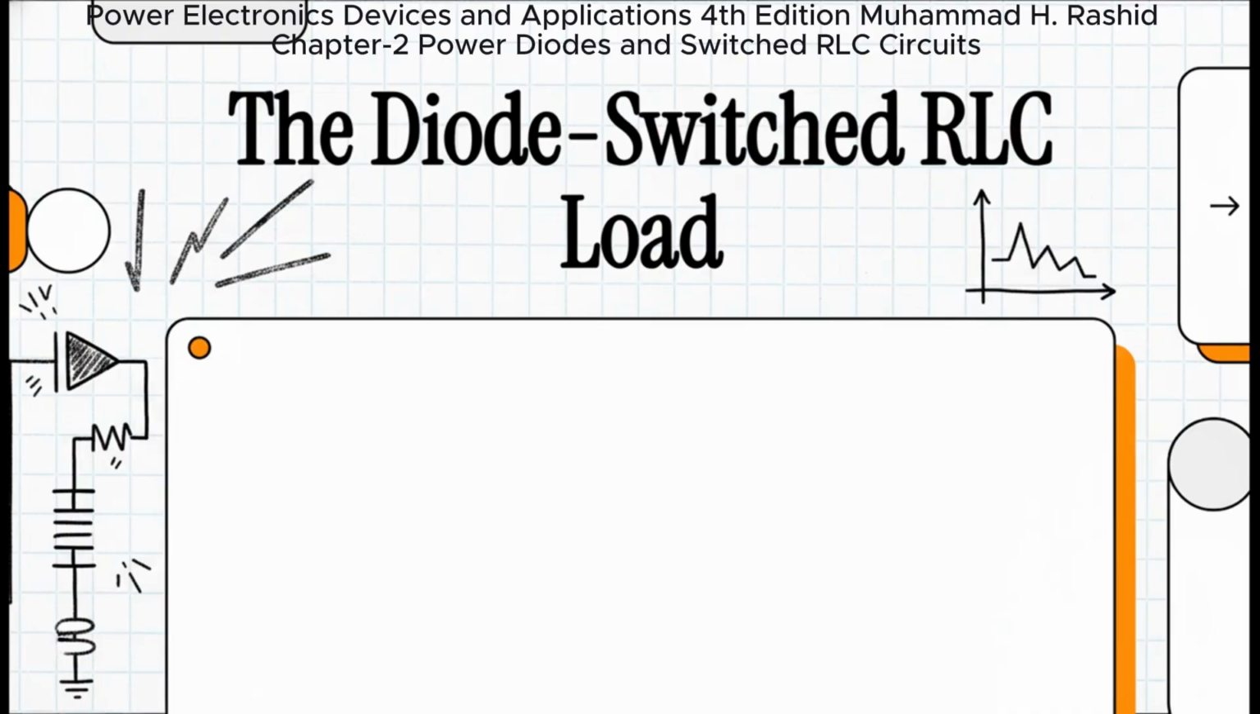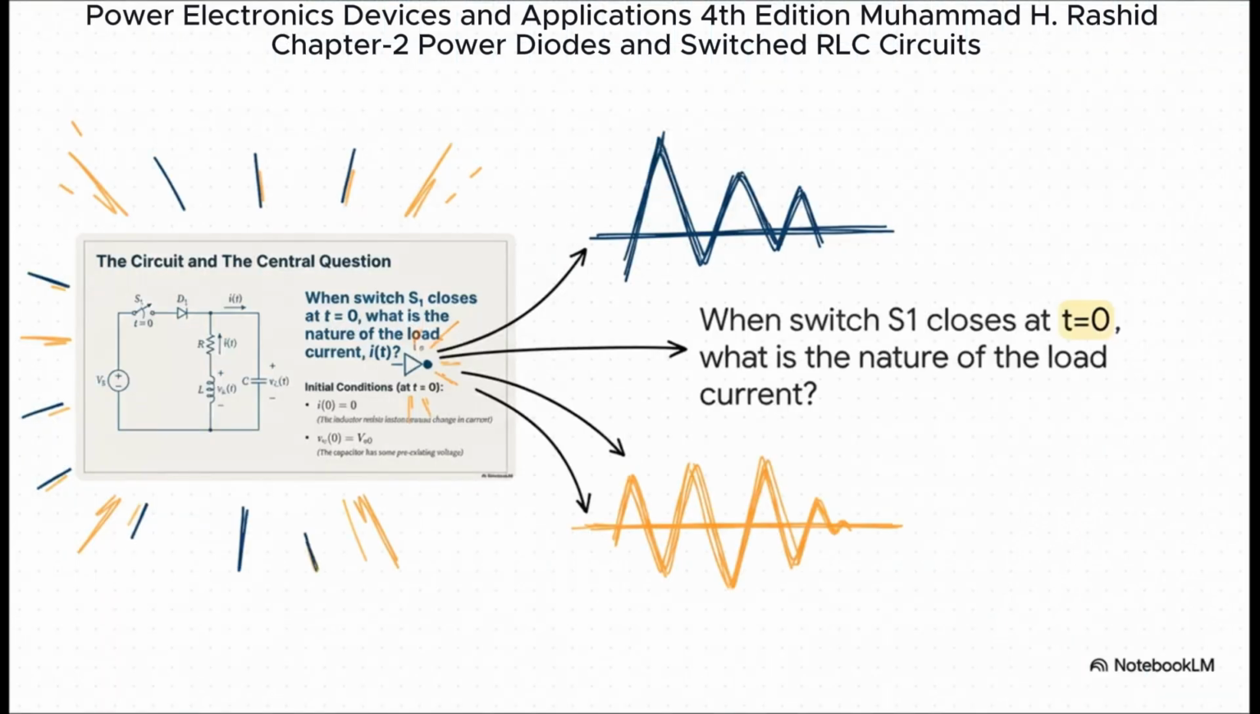All right, class, welcome. Today, we're going to take a close look at what seems like a very simple circuit, a diode-switched RLC load. But don't let its simplicity fool you. Understanding what happens in the moments after we flip that switch, well, that transient behavior is the key to designing some of the most advanced and efficient power systems we use every single day. Okay, let's get right to it.